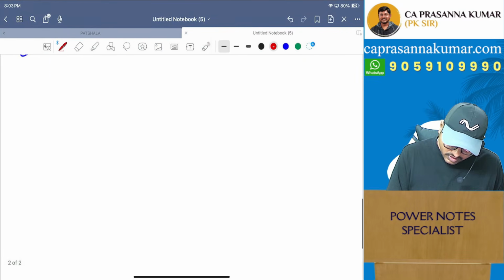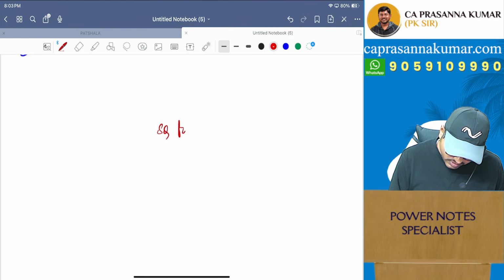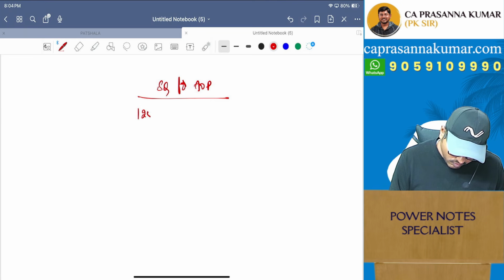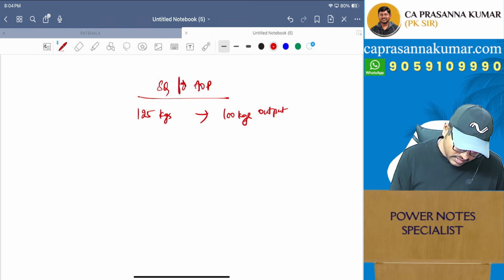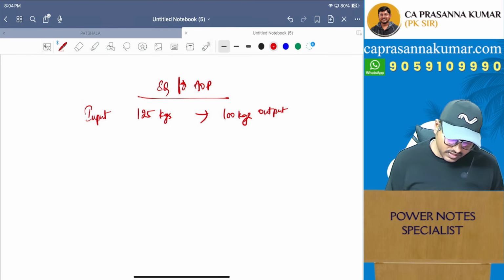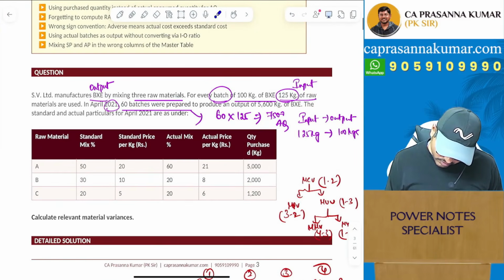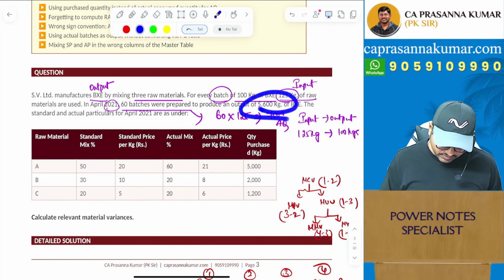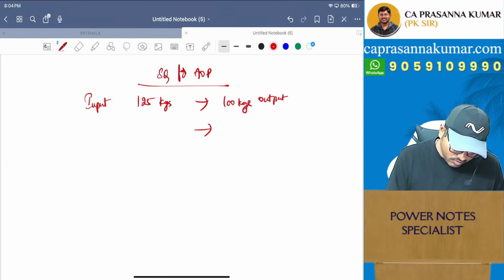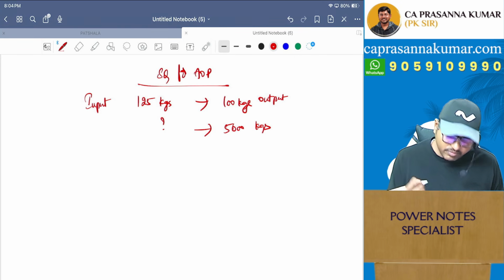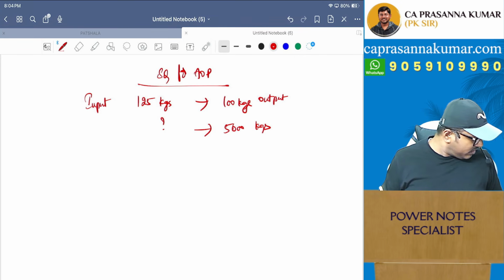SQ is nothing but standard quantity for actual output. If you remember the question, 125 kgs was the input and the output was 100 kgs. This is the output and this is the input. What is the actual output that we have got? The actual output is 5600 kg. So for that actual output, how much should have been the input? That is nothing but SQ.